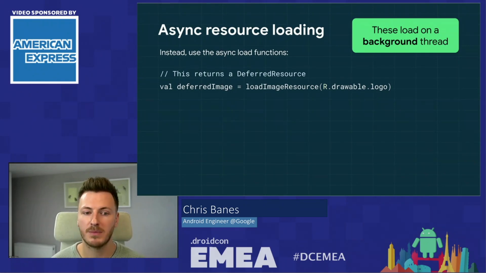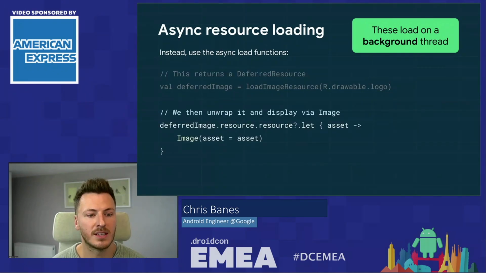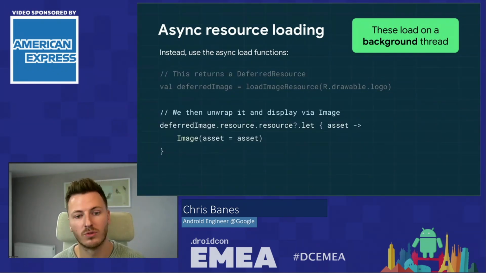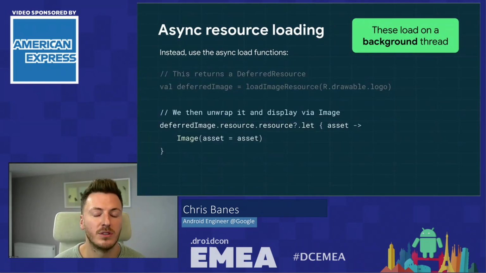In the case of bitmaps, instead of using image resource, we now have a new one called load image resource. That returns a deferred resource instance. Internally, that has a state object, and that gets updated as soon as the actual image is loaded. Once we've got that deferred resource, we can unwrap it and then use image, or whatever composable we need, to actually display that asset.